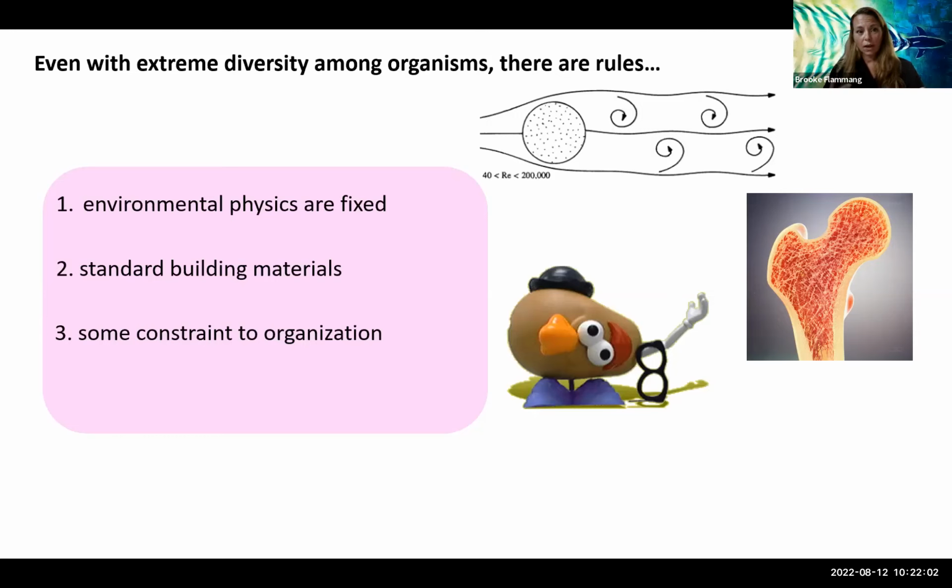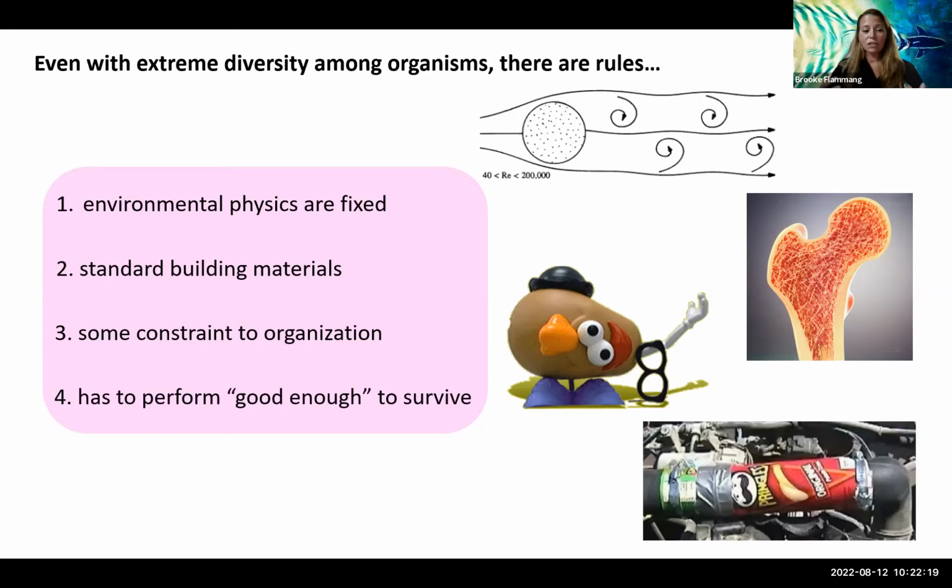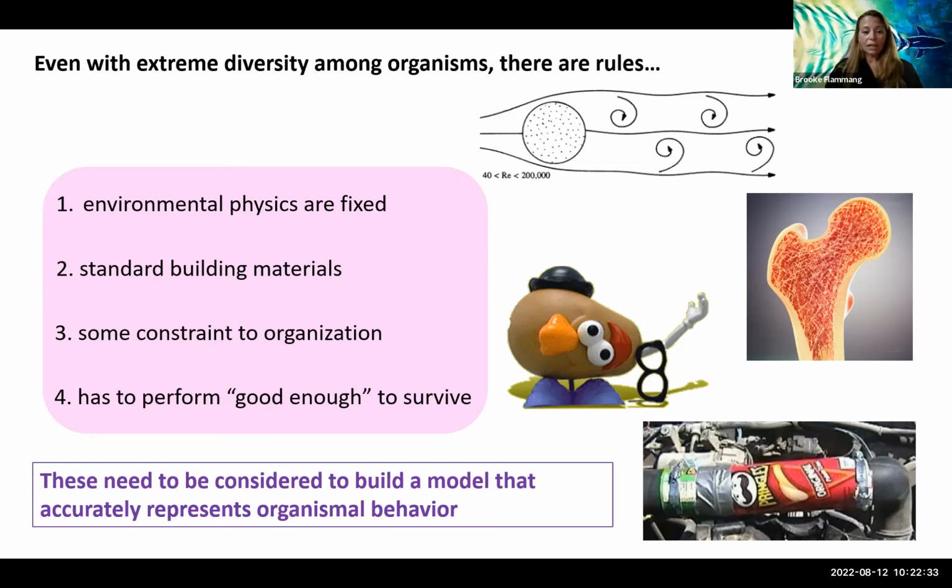There is some constraint to the way that organisms are organized. This is important when considering things like where the limbs are relative to the center of mass, because not only is that important for a live animal to move, it's going to be important for your robotic organism to move appropriately. And the last thing is, in evolution, it only has to perform good enough to survive. So again, remember that optimization is not what's happening here. You're really evaluating the system as it is and making a working functional model that does that thing good enough. By considering all of these, you can build a useful model that will accurately represent the organismal behavior that you're interested in.